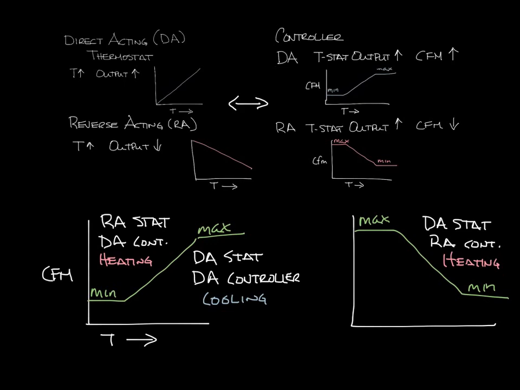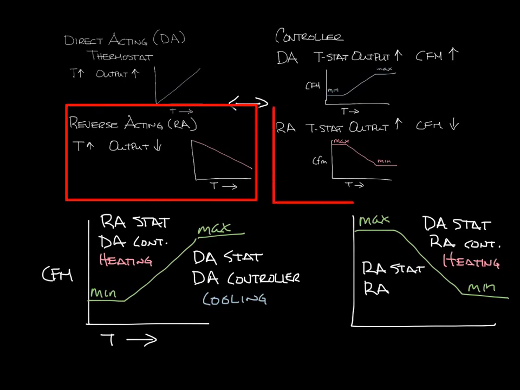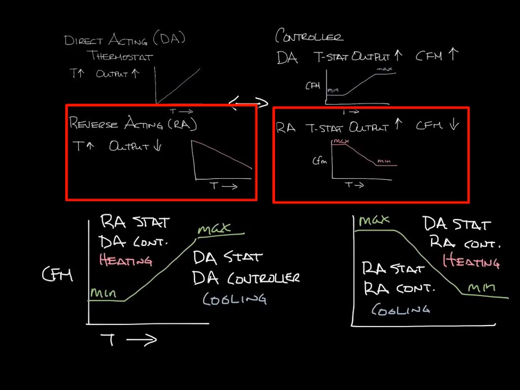You would also see this sequence of operation using a reverse acting thermostat and a reverse acting controller. So this would be your sequence of operation for cooling. As the reverse acting thermostat saw the room temperature go up, the thermostat output signal would go down. The reverse acting controller would see the thermostat output signal go down and increase your cooling CFM. So as your room got warmer, when you're in cooling mode, you would get more air.